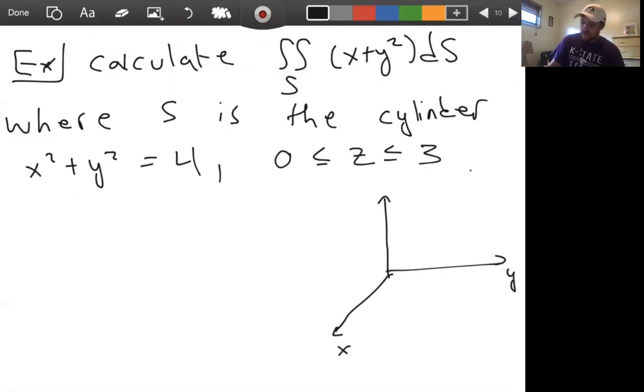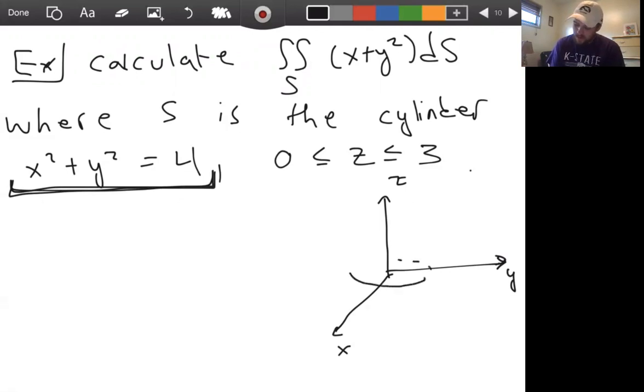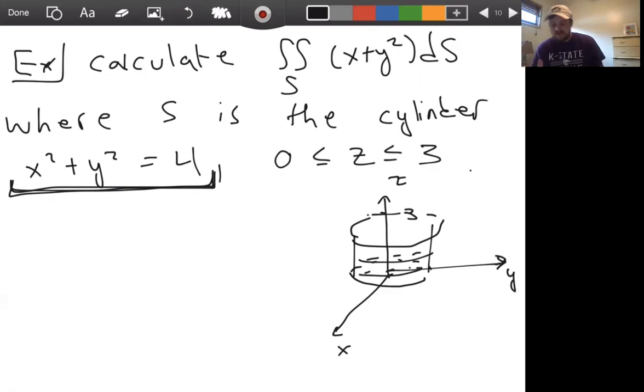So it always helps to understand the geometry of what's going on here. And so we have a circle of radius 2 that is independent of z value, right? And so at any height, this is a circle of radius 2, which means we have a right cylinder of radius 2, and then we're going between z equals 0, which is the xy plane, and z equals 3. Say this is 3 up here. And so we have this cylinder here. And we want the surface integral of the function x plus y squared over this cylinder.